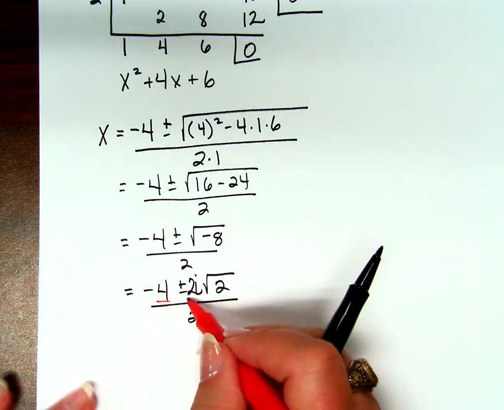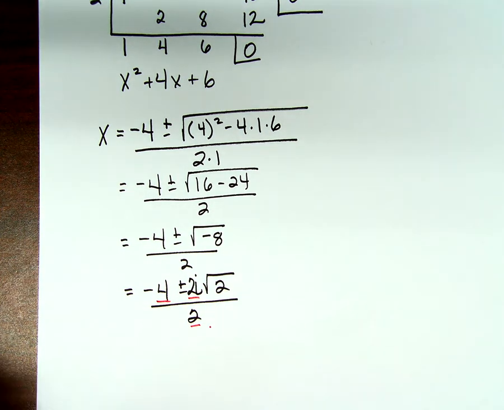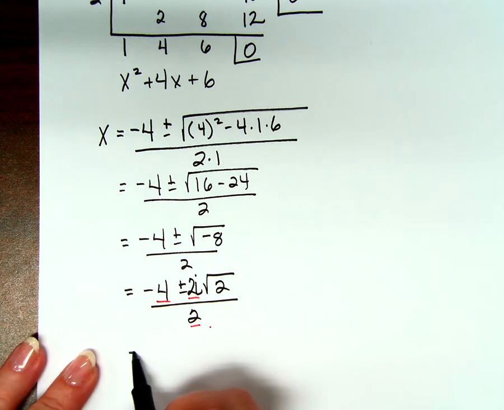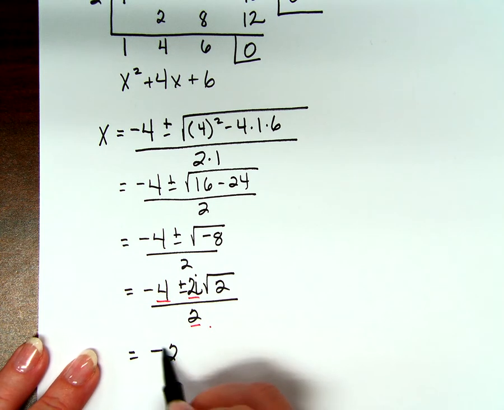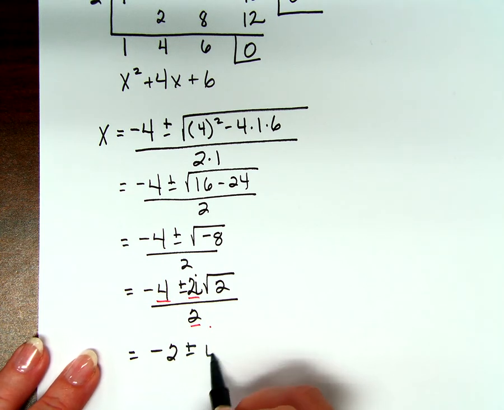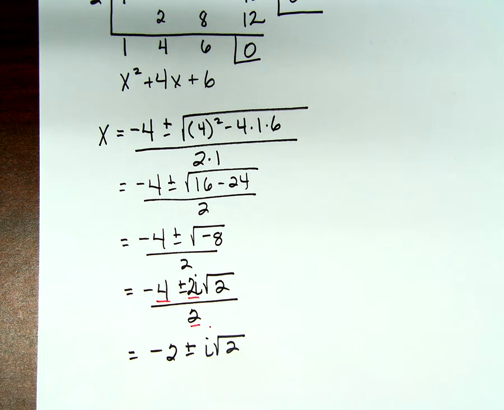All 3 of these terms are divisible by 2, so I factor a 2 out of each term, and I'm left with negative 2 plus or minus i root 2 over 1, which is just the same as negative 2 plus or minus i root 2.